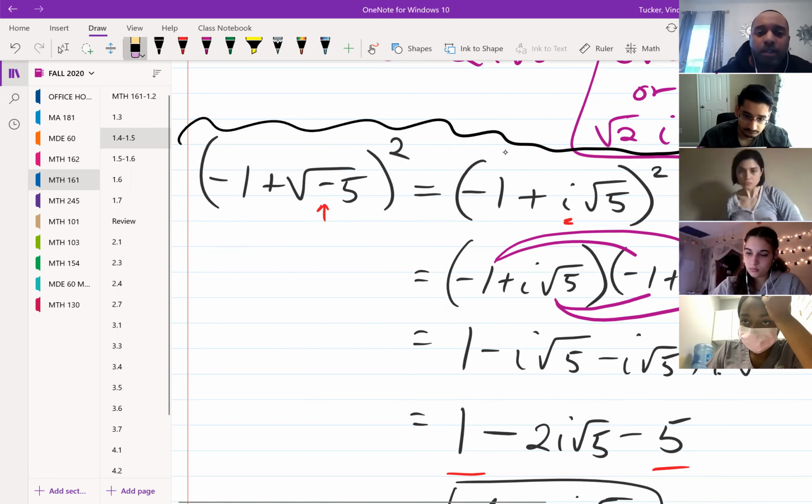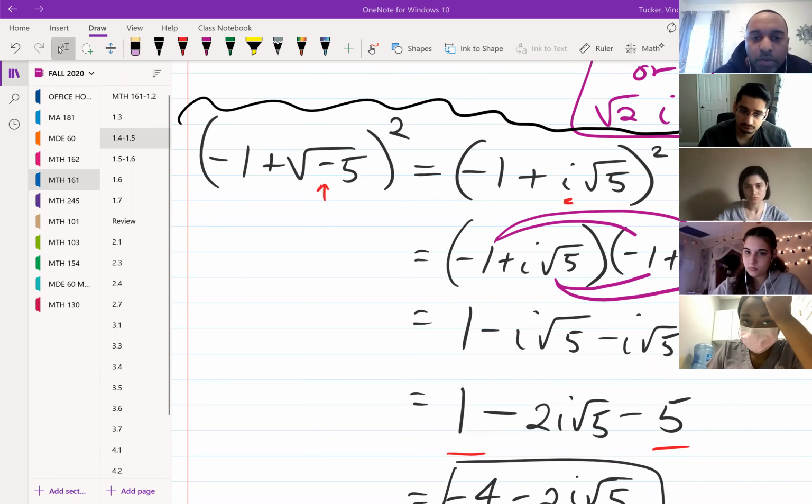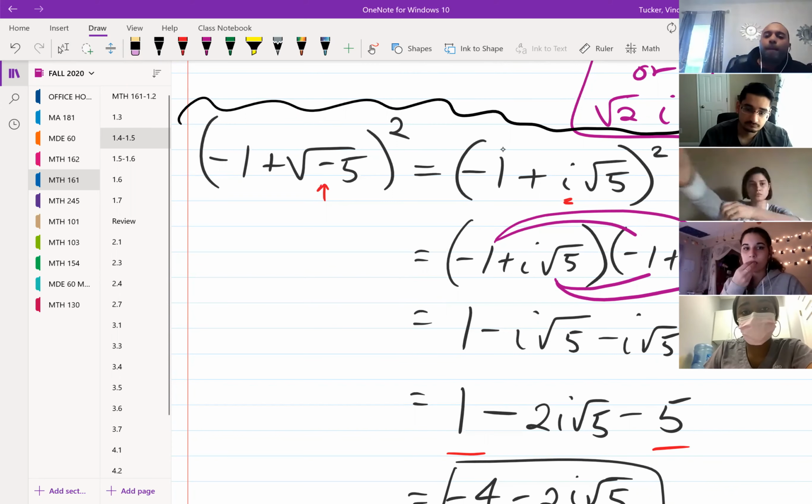Somebody in the chat asks, can we use a square root of 2ab for the formula? Yes, you can. Yep, you can use that.